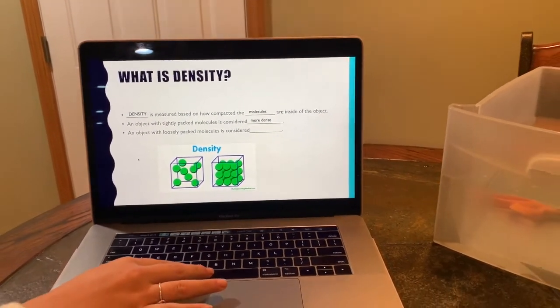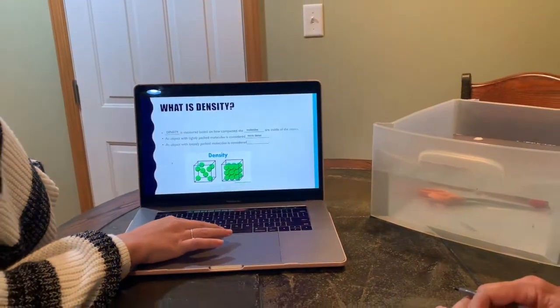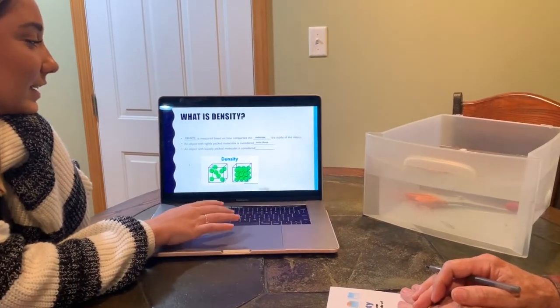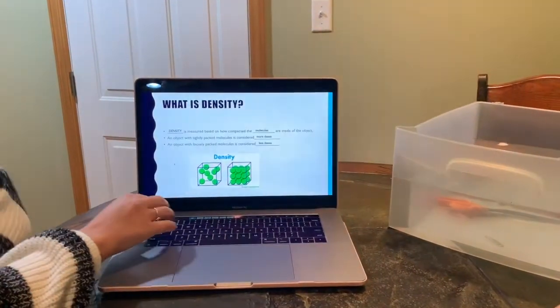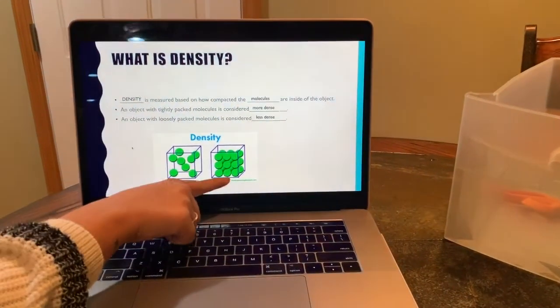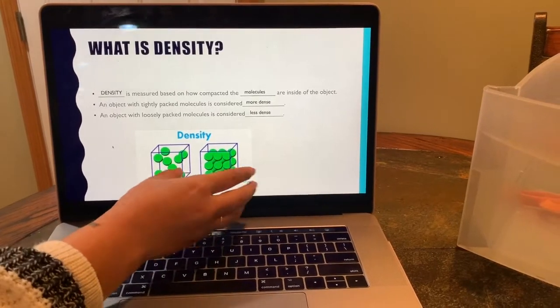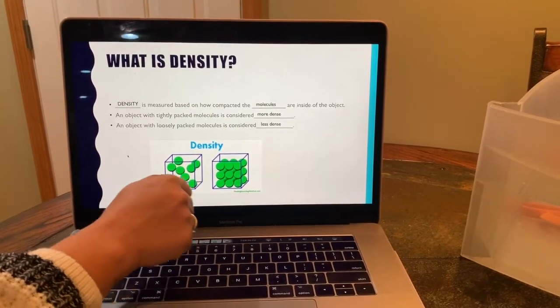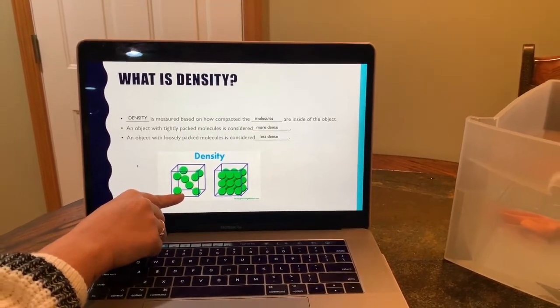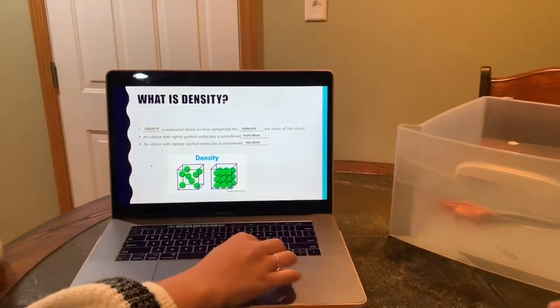And an object with loosely packed molecules is considered less dense. Good job. So here's a visual to help you visualize what's more dense and less dense. For more dense, these are the molecules, the green things. They're really tightly packed together, really close. And in this one that's less dense, the molecules are spaced out.